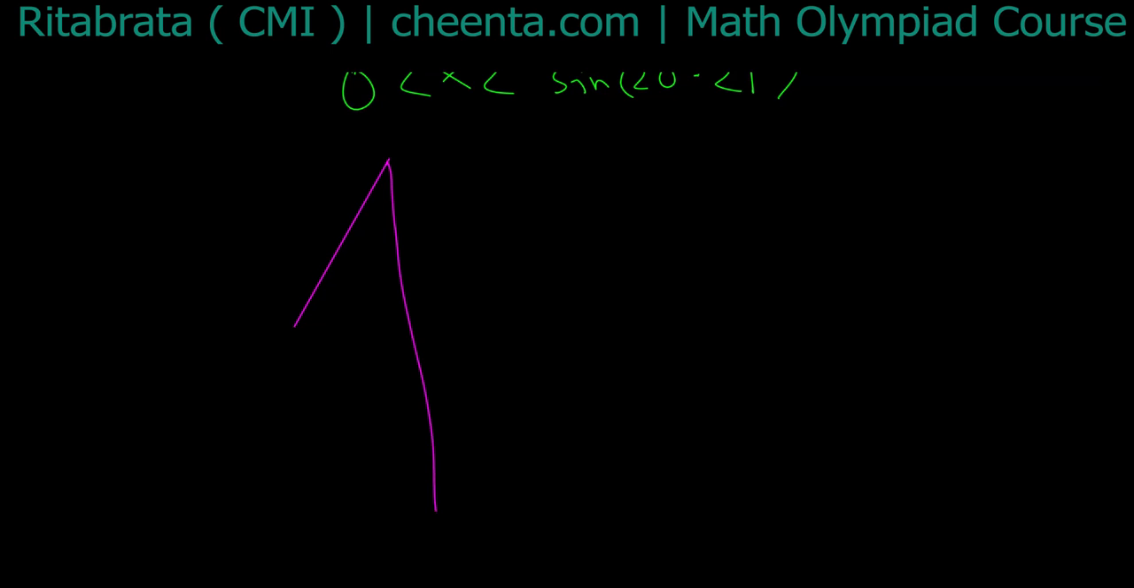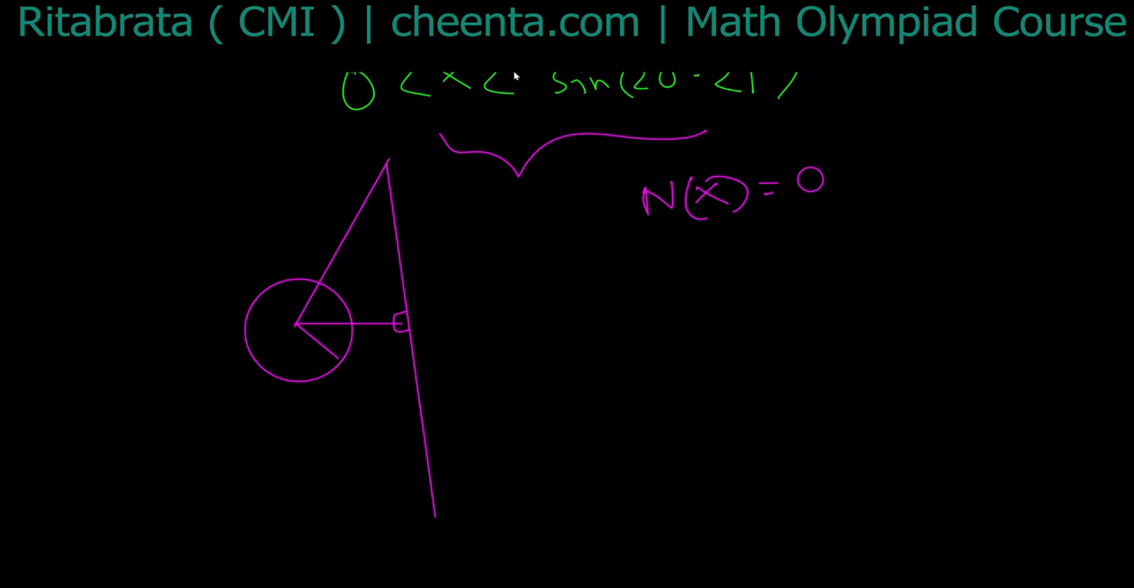So for any such cases, for all these x, my n of x is just 0, because the radius doesn't reach the perpendicular distance. For any intersection, the radius has to be at least that much minimum. So for all these cases, my n of x is 0. So n of x equal to 0 is always possible.